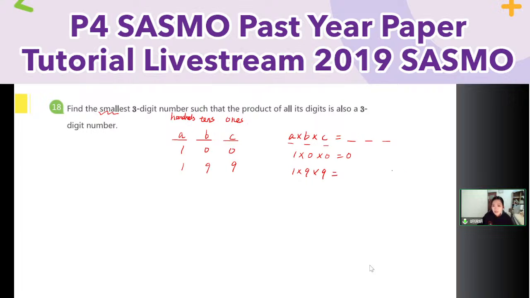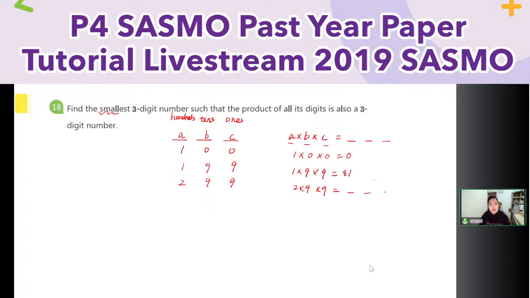Equals what? Equals 81, right? Okay, still a two-digit number. So that means I cannot make A as 1. So that means I need to try 2, right? So if I try 2, someone might say, oh, teacher Allison, maybe I will try 299. This time, it's definitely a three-digit number.